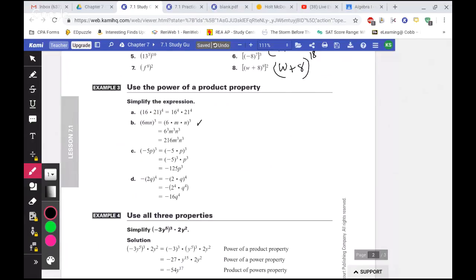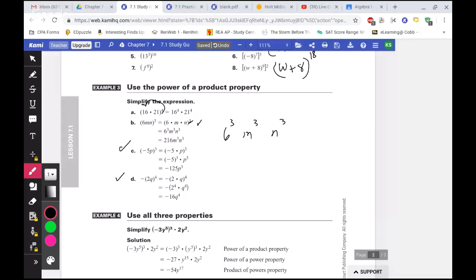You want to distribute this 3 to everything inside the parentheses. So that's 6 to the 3rd, like they have written, m to the 3rd, n to the 3rd. Everything inside the parentheses. That exponent gets distributed backwards, if you will. Okay? Now, look at the key difference between C and D. Just reminding everybody, these are good reminders.